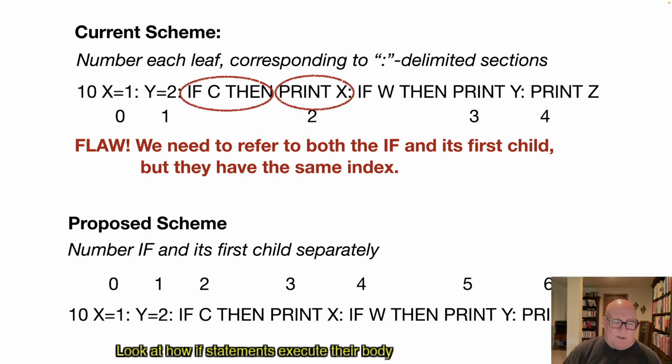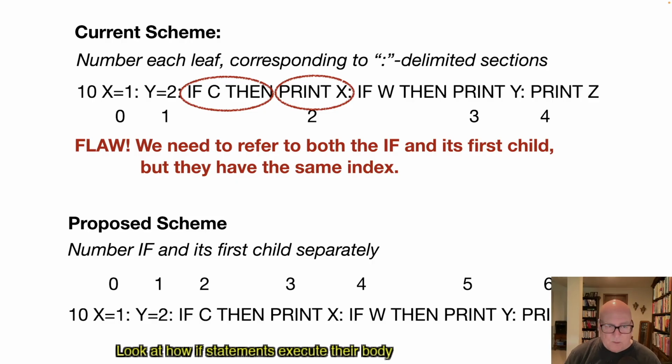So instead what I want to do is number the if and its first child separately. Okay. So even though the if and the first child are both in that same colon delimited section, they're two separate nodes. So 0, 1 are the same. Node 2 is the if c, and then 3 is print x, 4 is if w, another if, 5 is print y, 6 is print z. So there are only 5 colon delimited sections, but now there are 7 nodes when you add the if nodes.